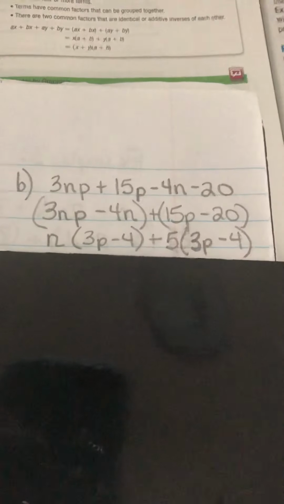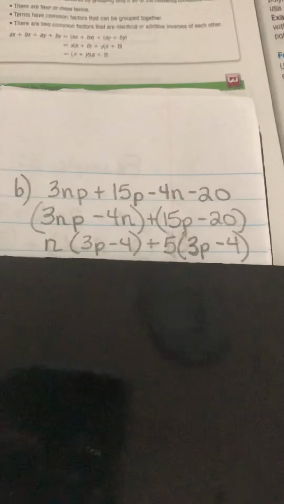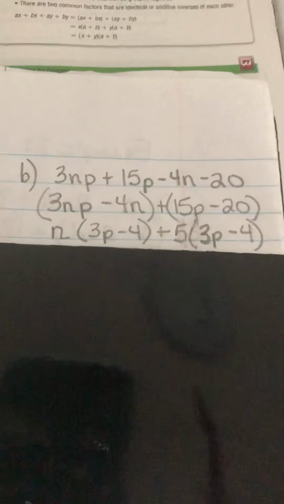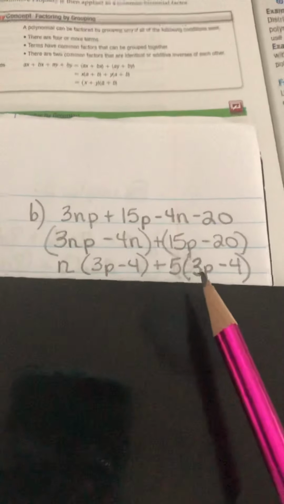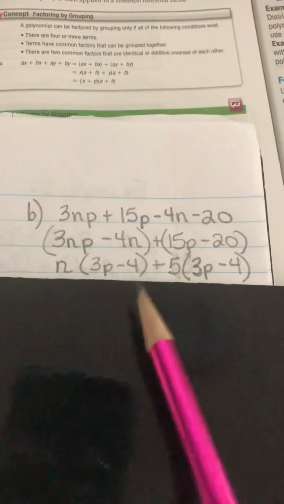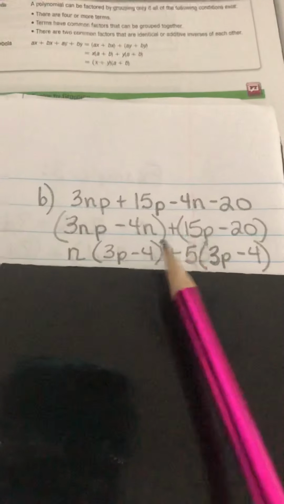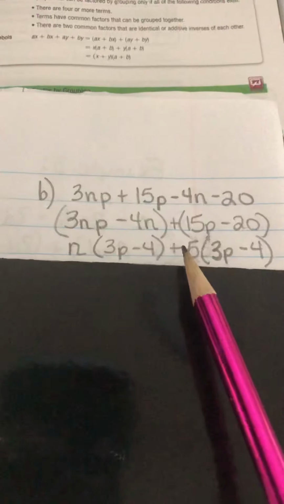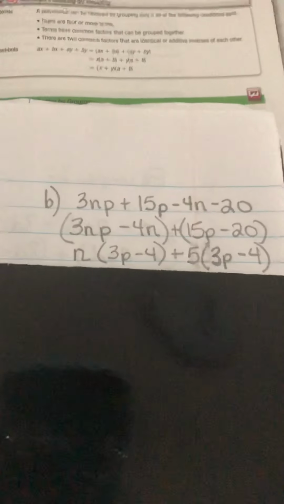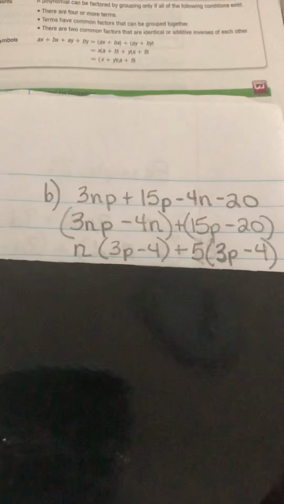All right, so I'd end up with this. Make sure that makes sense to you. So think about what we did last time. I factored out an n and I factored out a positive 5. So that becomes a binomial as part of your answer.